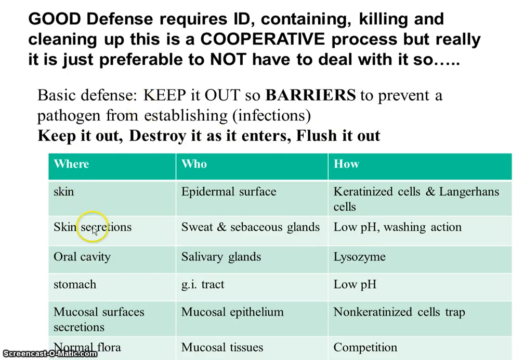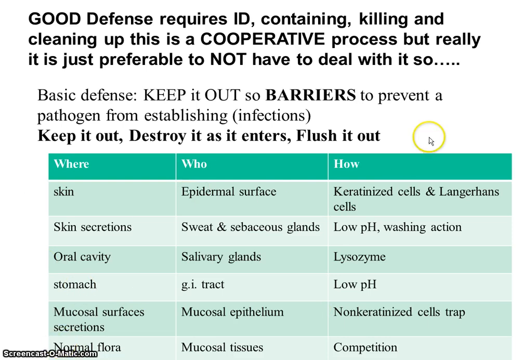Prevent this. So skin secretions, oral cavity, right? This is where we find these stomach, mucosal surfaces, and the normal bacteria you keep actually help defend you. So these are the specific entities, right?